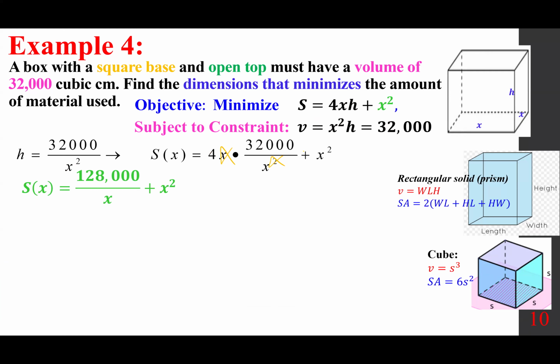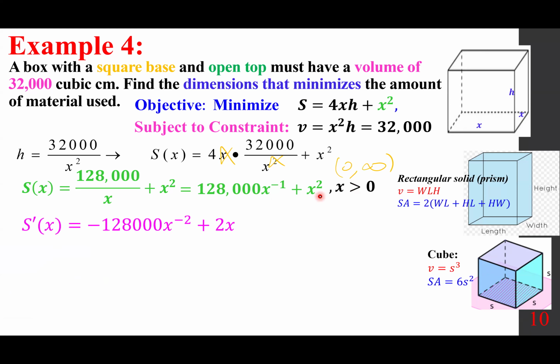Because we want to differentiate this, we're going to bring the x up, and it becomes 128,000 x to the power minus 1 plus x squared. And x is larger than 0 because it represents dimensions, or 0 to infinity. So why is x positive? Because dimensions must be positive. To differentiate, we multiply these two, we get negative 128,000 x to the power minus 2 plus 2x. Because we want to find the critical points, meaning where the S prime is 0, where it doesn't exist, we are going to rewrite it as follows.